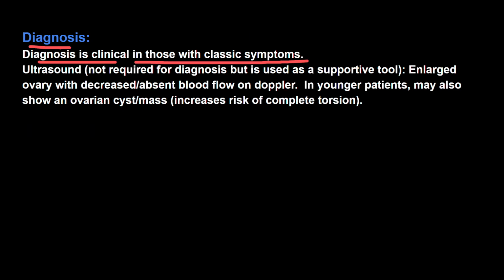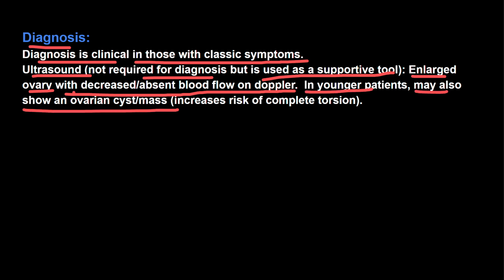Moving on to the diagnosis, it is clinical in those with classic symptoms. Why? It's because ovarian torsion is an emergency. You would want to intervene before the ovary becomes necrotic. An ultrasound, which is not really required for diagnosis, may also be used as a supportive tool, which will show that the ovary will be enlarged with decreased or absent blood flow on Doppler imaging. In younger patients, there may also be an ovarian cyst or mass, and as I said, any sort of irregularity within the ovary will increase the risk of ovarian torsion, and that then will increase the risk of complete torsion.